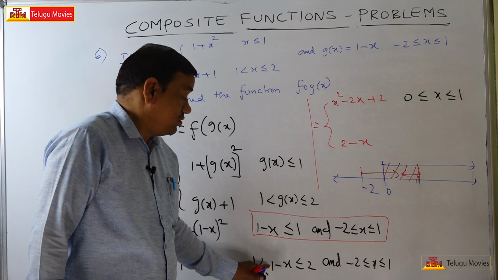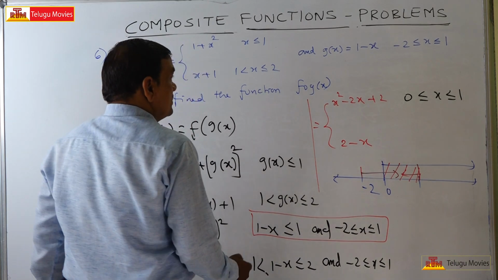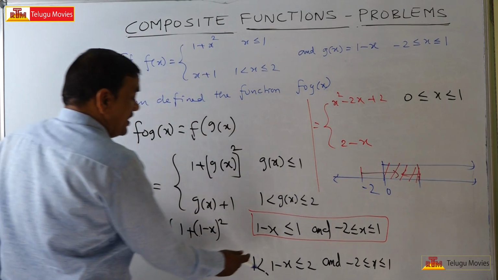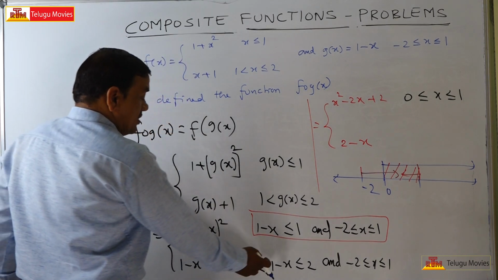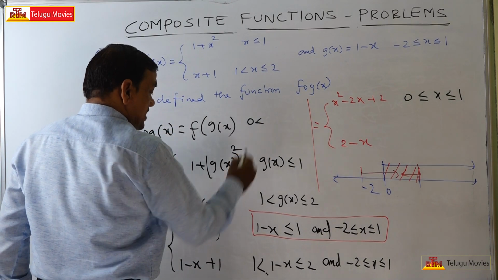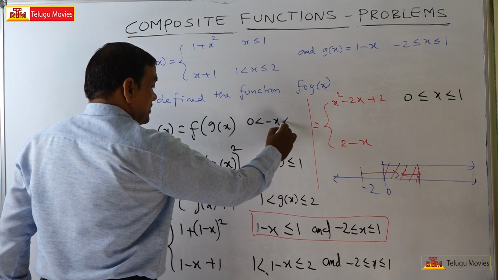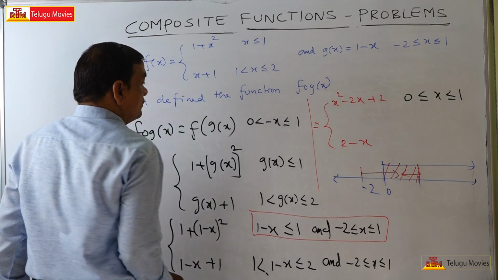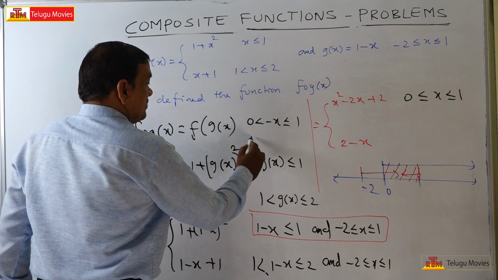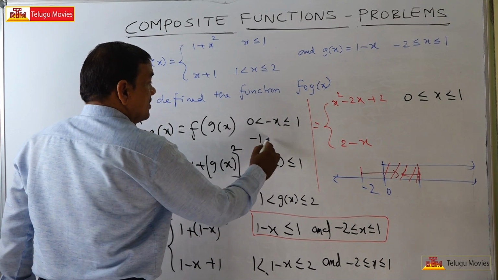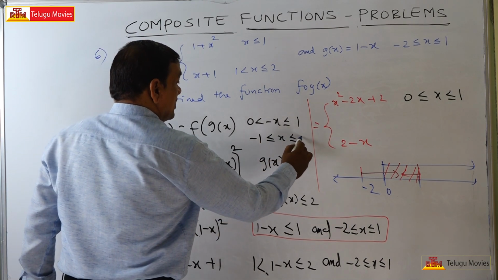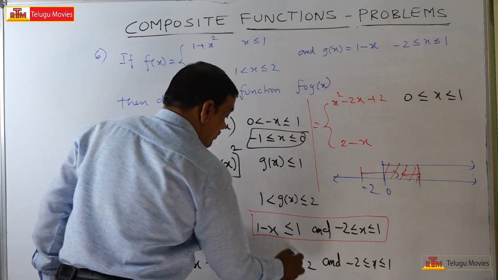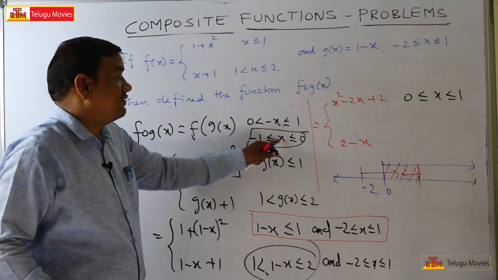Coming to here, 1 less than 1 minus x less than or equal to 2 means subtract 1 here. If you subtract 1, what happens? 0 less than minus x less than 1. So multiply with -1, -1 less than or equal to x less than or equal to 0.